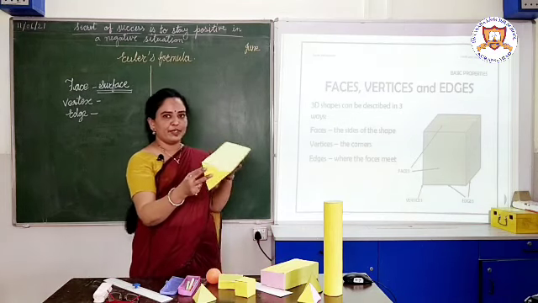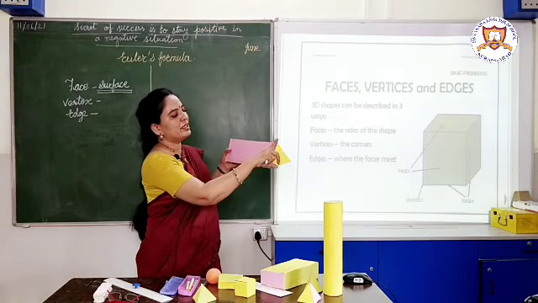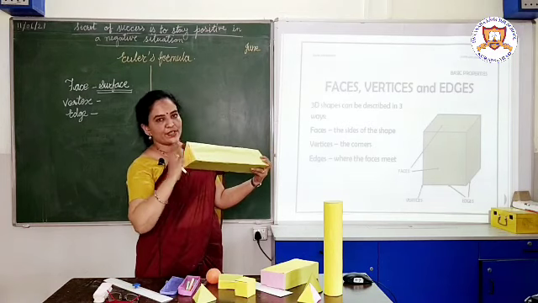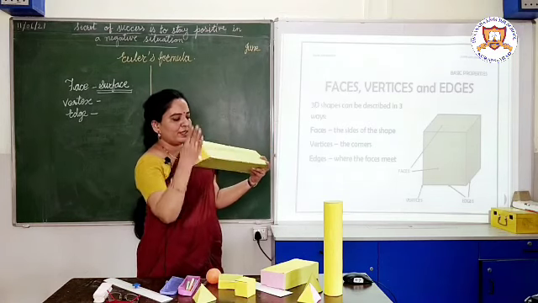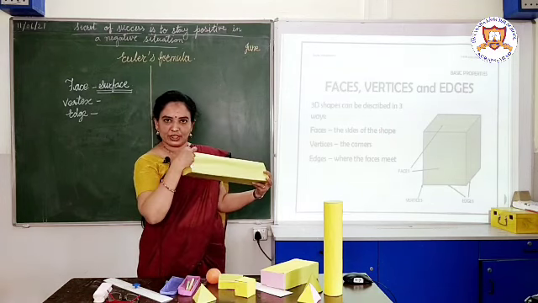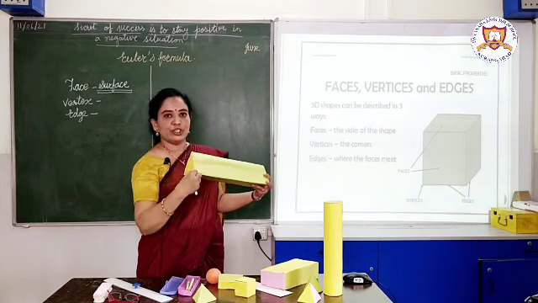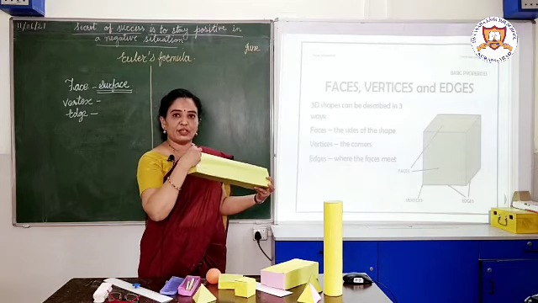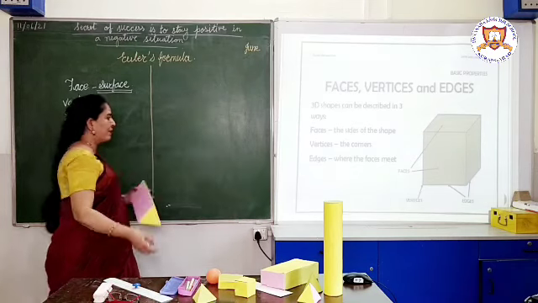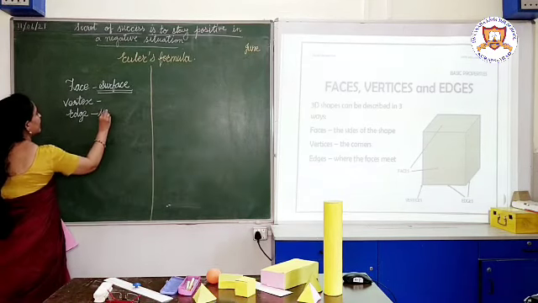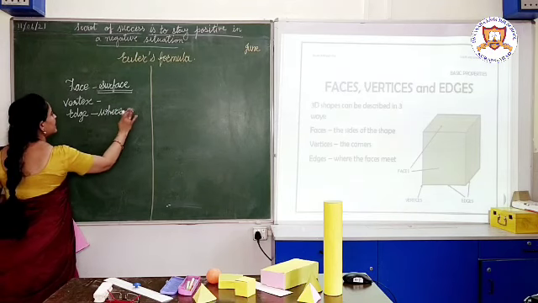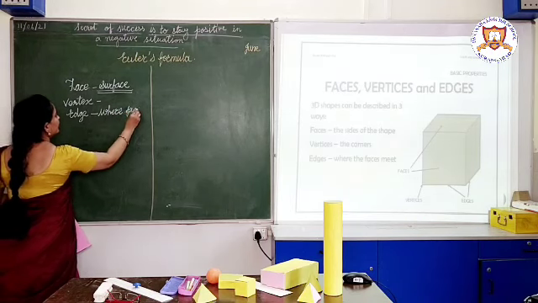Let's see this pyramid. This surface of the triangular pyramid and this surface are joining at this edge. They are meeting each other here, forming a segment. It is called an edge. Okay. So edge means what? Where surfaces or faces meet each other.